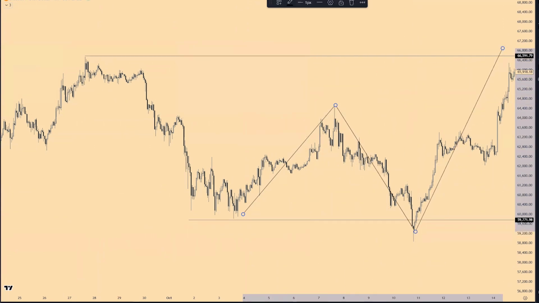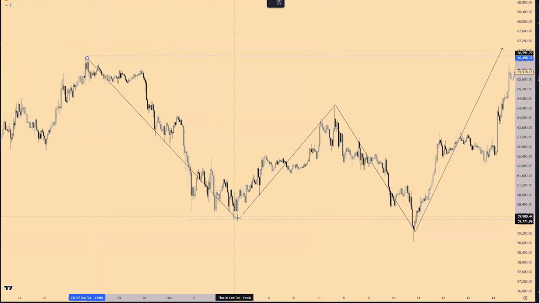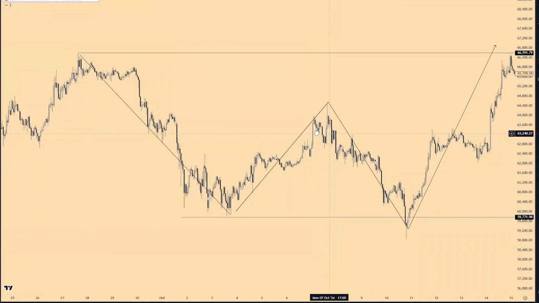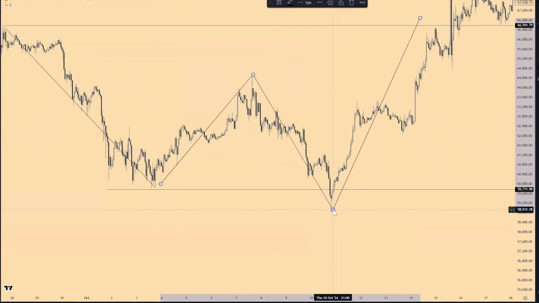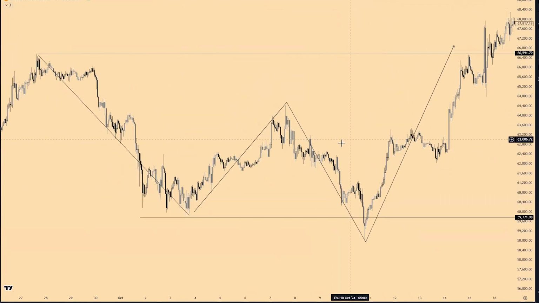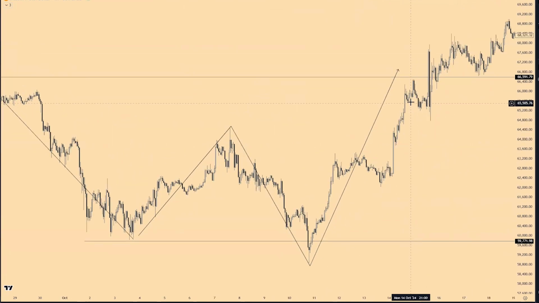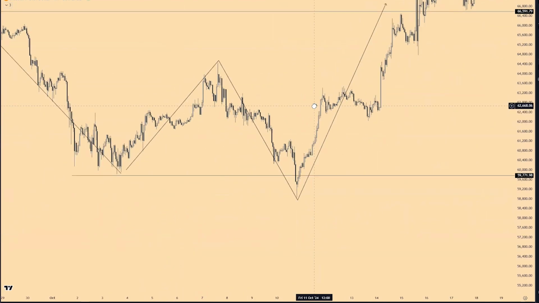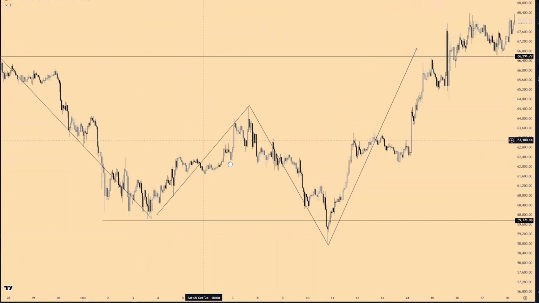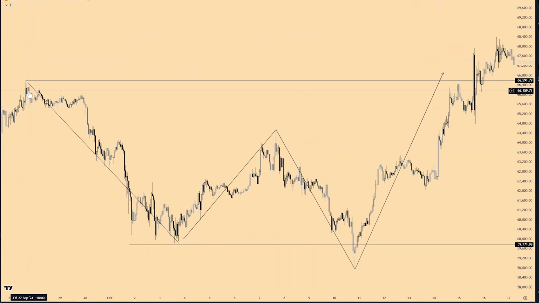So if you had chosen this as your expansion, and you wanted this corrective pullback, you notice that the corrective pullback did not break your low impulsively. Then you have a reversal. And when you have a reversal, price is going to go directly to where price was before, which was the 66,000 high. So this is a reversal, and this is retracement.